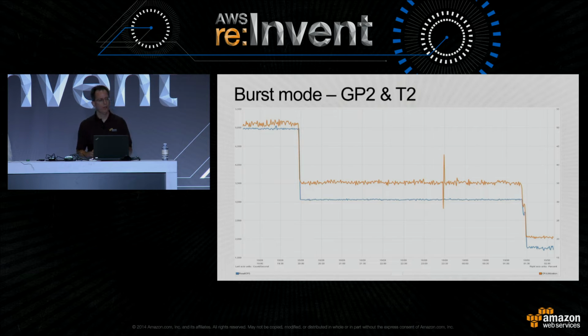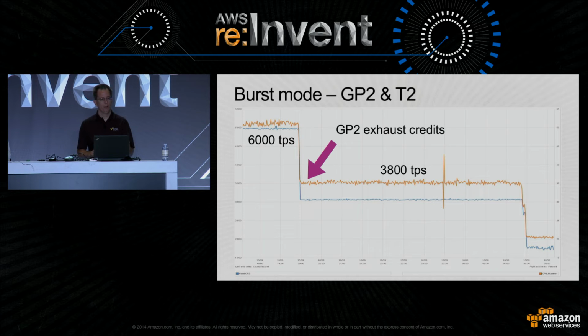So this is actually running a real benchmark of a read workload where we start off getting really good performance, 6,000 transactions per second. Really quite remarkable. This is a T2 medium with a 200 gig GP2 volume or size. So what happened on that first drop? Well, that's when we ran out of GP2 credits.